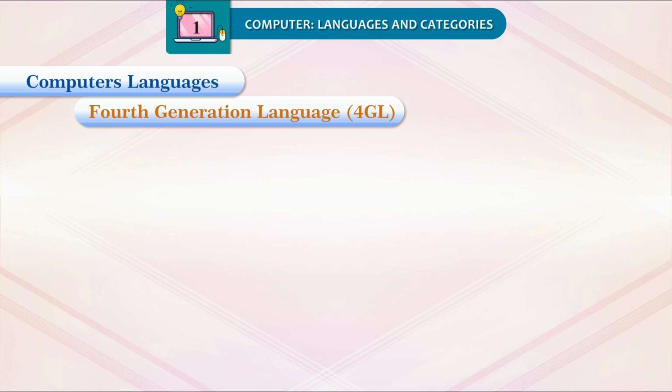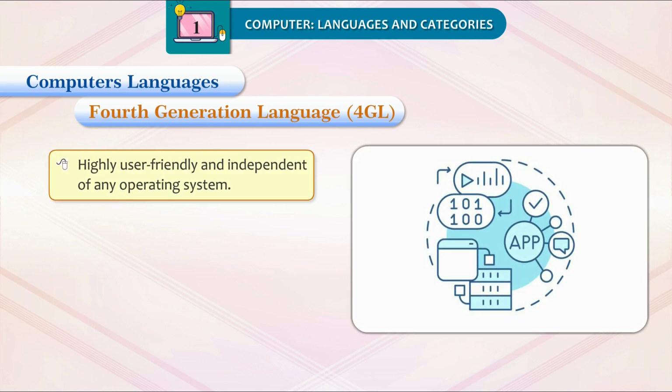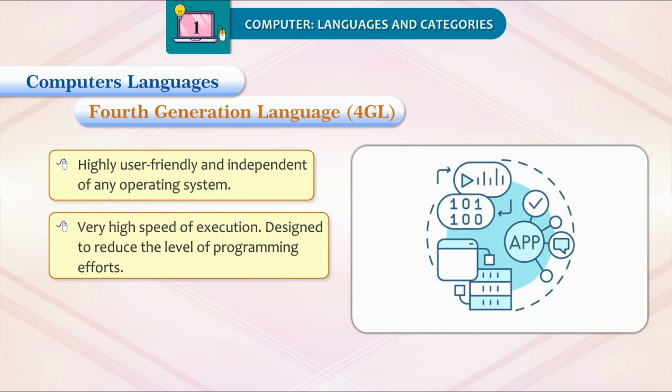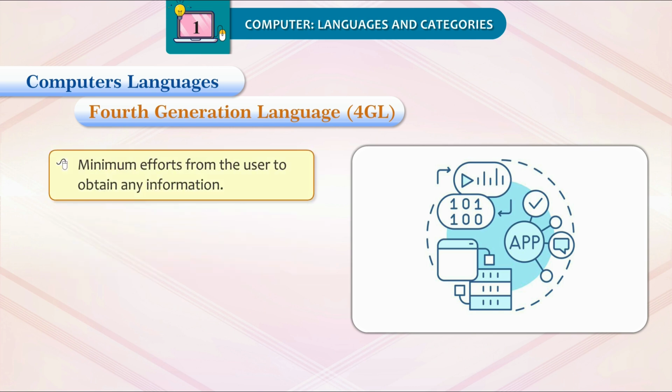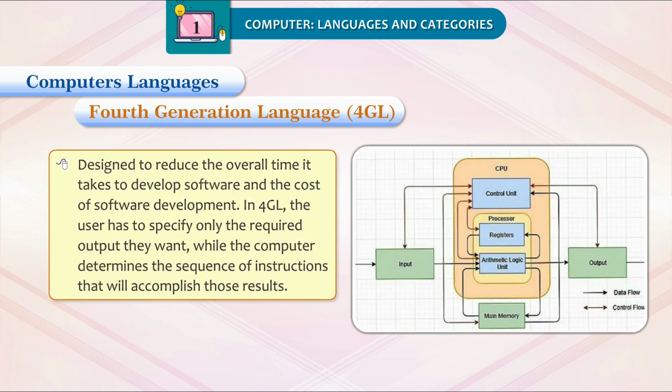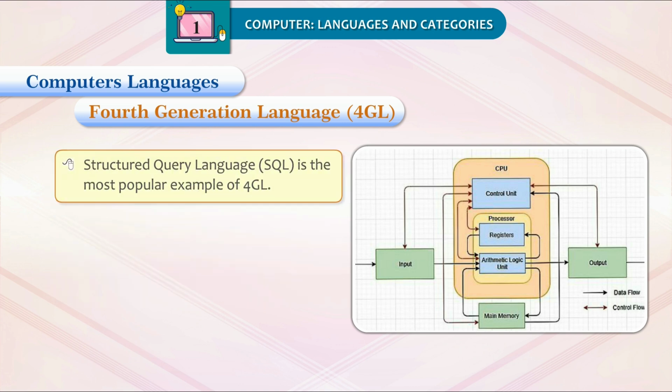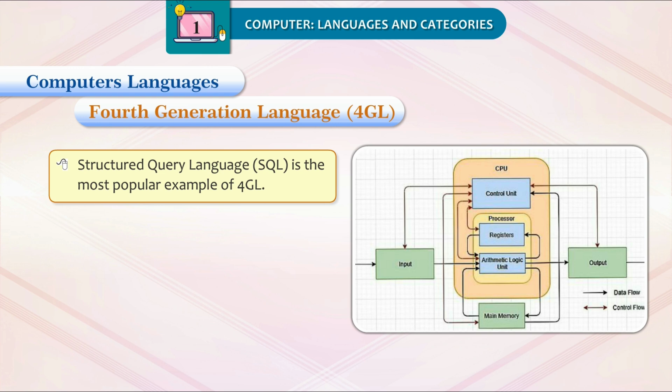Fourth generation language, 4GL. Highly user-friendly and independent of any operating system. Very high speed of execution, designed to reduce the level of programming efforts. Minimum efforts from the user to obtain any information. Designed to reduce the overall time it takes to develop software and the cost of software development. In 4GL, the user has to specify only the required output they want, while the computer determines the sequence of instructions that will accomplish those results. Structured Query Language, SQL, is the most popular example of 4GL.